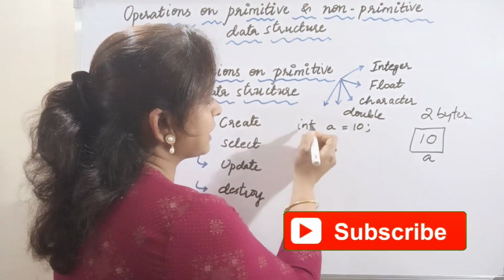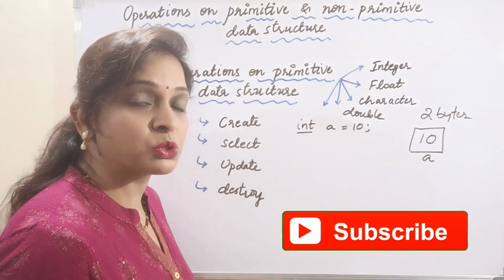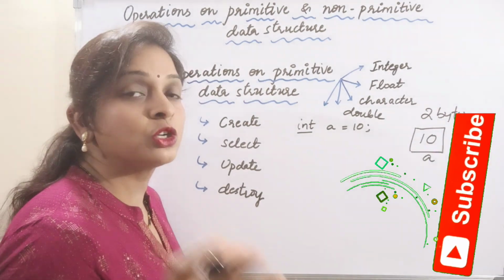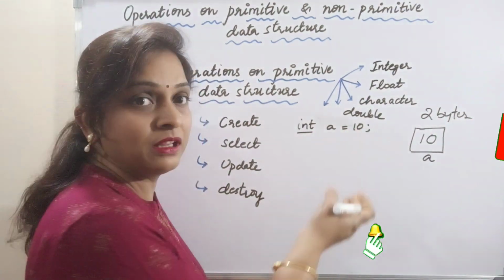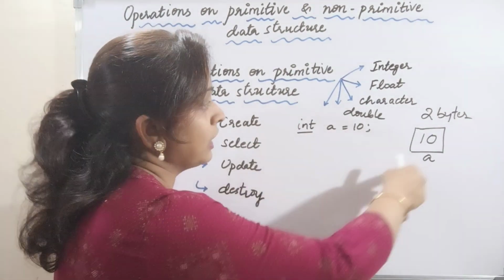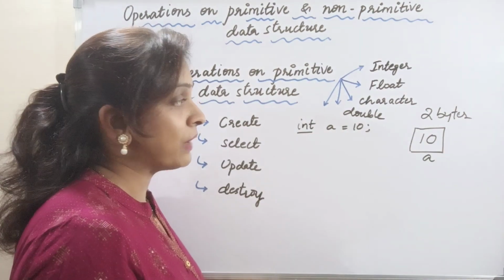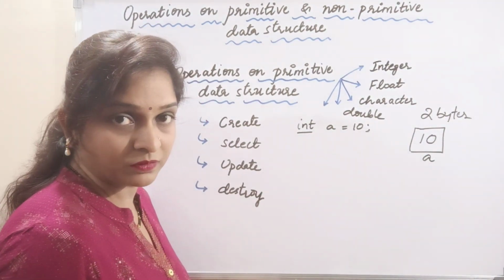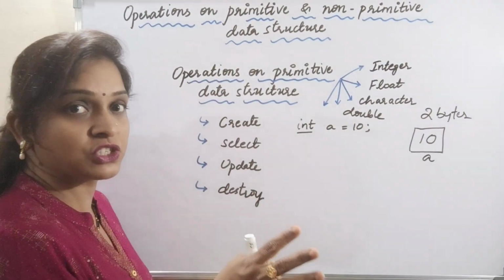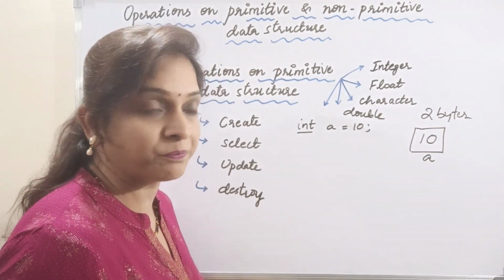Well, as soon as I use this keyword int, the compiler knows that it has to store integer type of data and it has to allocate 2 bytes of memory for the variable that I have created. So I have created one variable. For the variable a, 2 bytes of memory will be allocated. With respect to the machine, it changes. And the value that I am storing there is 10. So I have created this data structure.